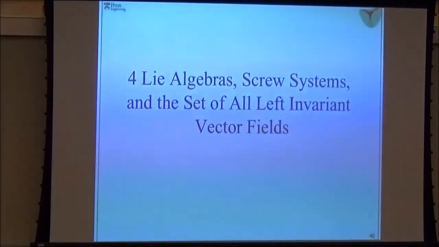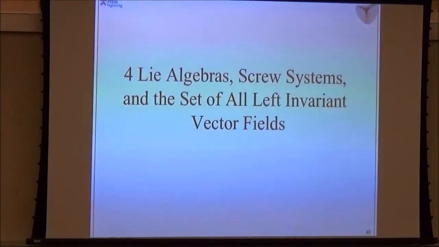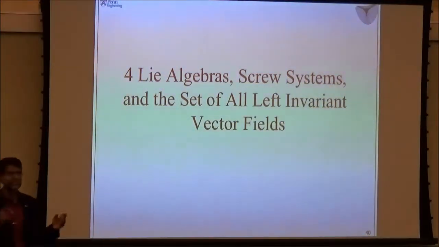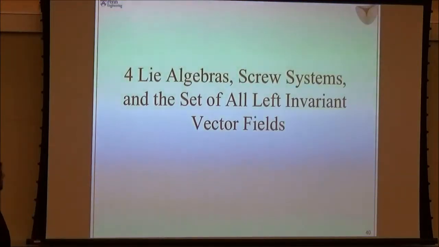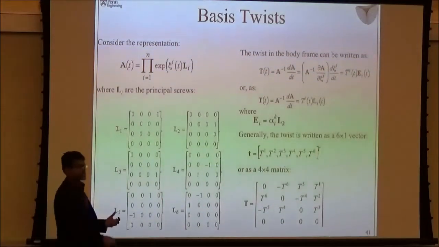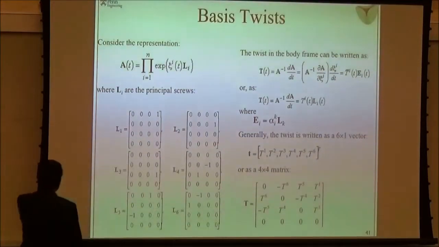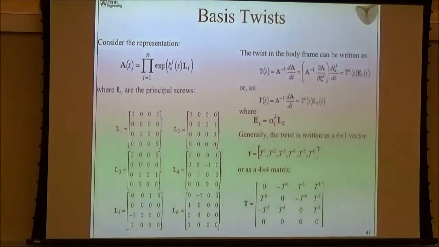All right, so the fourth thing I want to tell you about is the relationship between Lie algebras, screw systems, and the set of all vector fields, in particular left invariant vector fields. So again, I want to go back to the product of exponentials notation that was introduced in the last talk, and ask, what is the natural basis for SE3? And I would argue that you want to think about this basis.